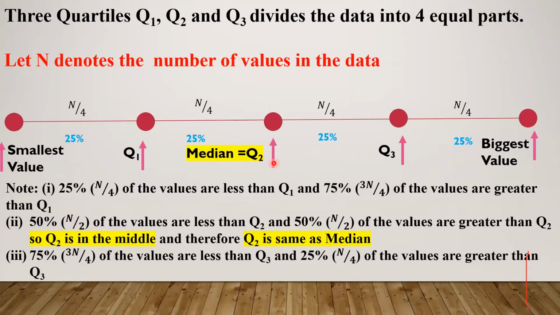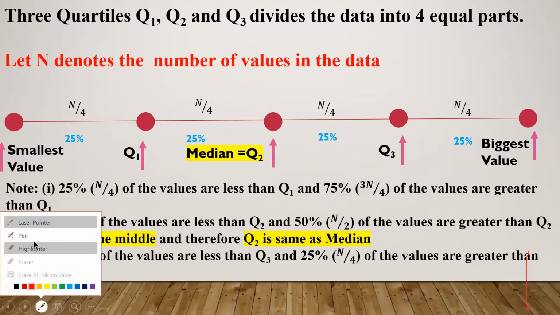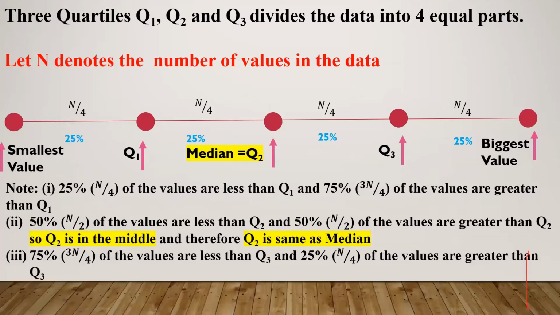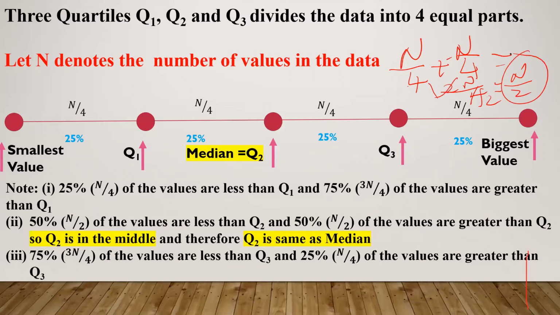Now look at Q2. How many values are less than Q2? Look at the left side of Q2. n by 4 plus n by 4. If you add them, with the same denominator 4, you will get 2n by 4. Now 2 ones are 2, 2 twos are 4, so you will get n by 2. So n by 2 values are less than Q2. Similarly, n by 2 values are bigger than Q2.